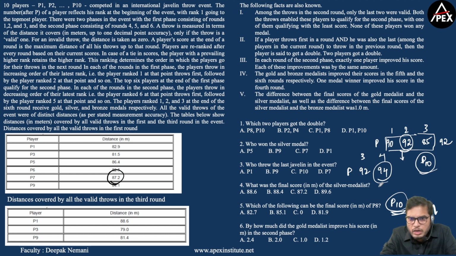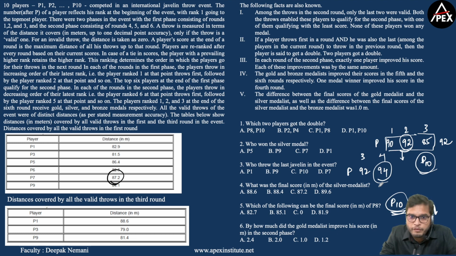Now coming to the fourth statement: the gold and bronze medalists improved their scores in the 5th and 6th rounds respectively. One medal winner improved his score in the 4th round. So we have the gold medalist improving his score in the 5th round and the bronze medalist improving his score in the 6th round. One medal winner improved his score in the 4th round. I had made a mistake here when I was solving this for the first time.